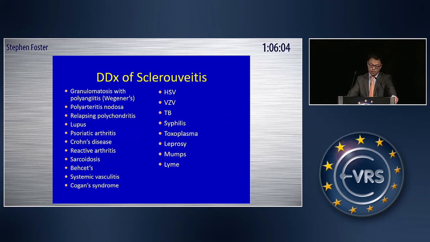If your sclera is involved, that really narrows it down. You have to think about scleritis, and as you know, scleritis is more serious, and you have to think about the other kinds of vasculitic syndromes.